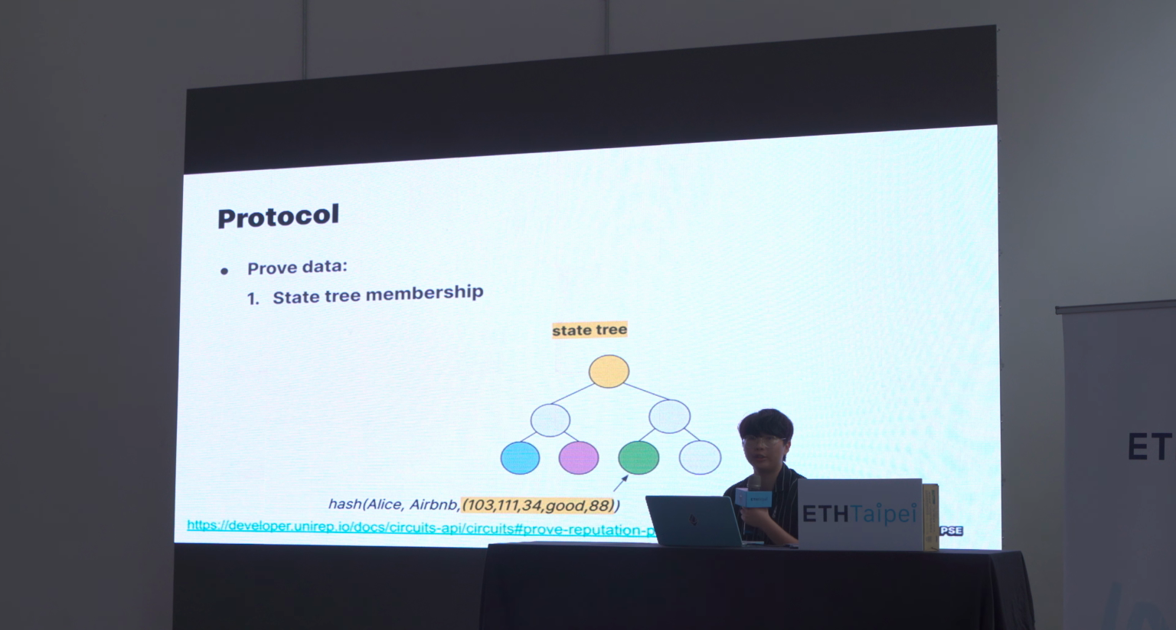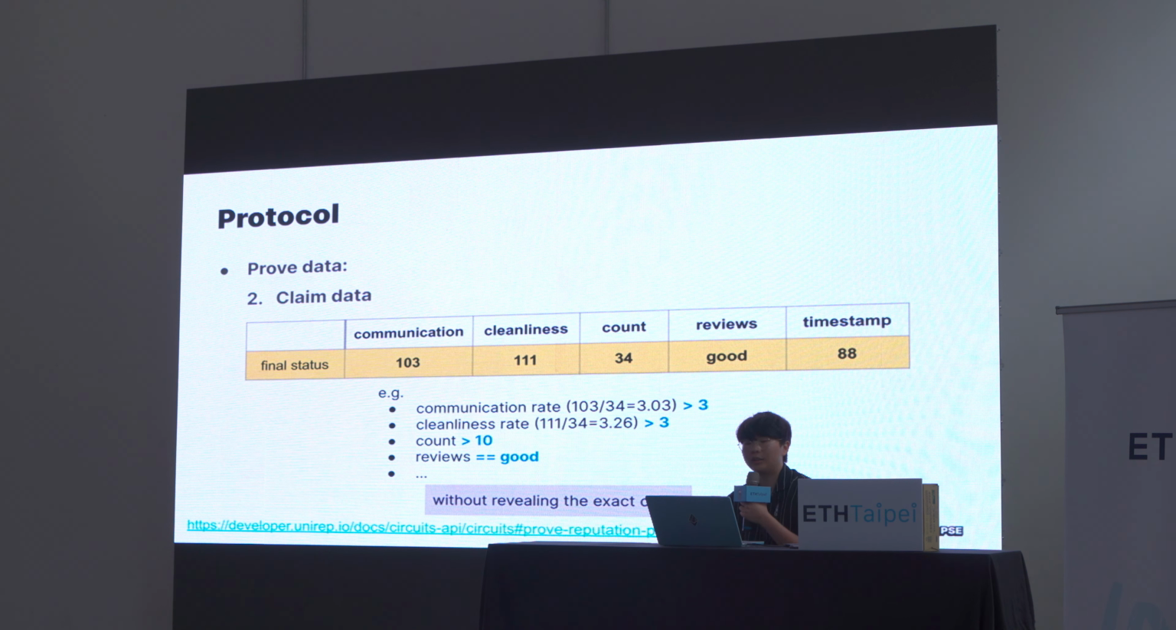And how a user can prove data is to prove that he has one leaf in the state tree and what is the value. So the user can prove that the average of communication rate is more than 3, and then the living experience is more than 10, and the reviews is good, without revealing the exact data.